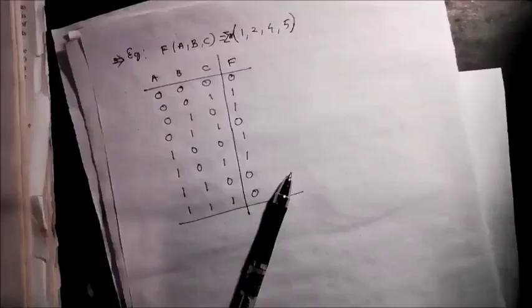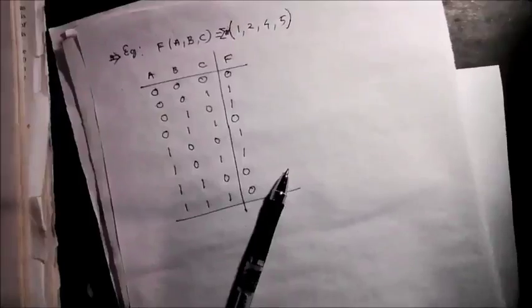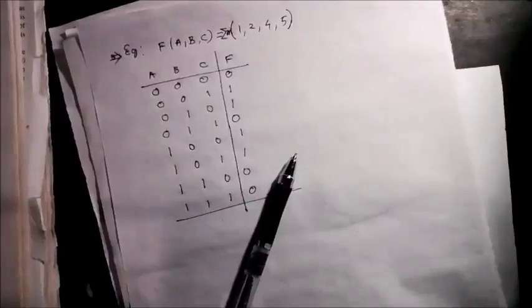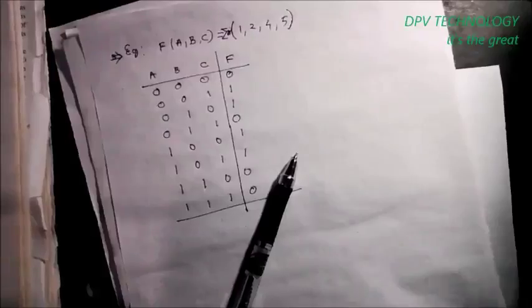Hey guys, today I'm going to talk about the simplification of Boolean expressions using the variable entered method, which is also known as VEM, the variable entered map method. I'll show you this simplification procedure using some examples, and I will also give you the steps behind it. So let's take the first example.